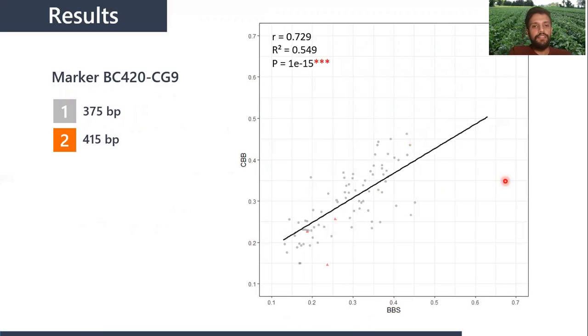And here is the same correlation plot, but showing the differences between the different molecular marker groups. So for the marker BC420, only a few genotypes had the upper band, which is associated with lower disease response, and you can see them in the graph here. They had lower ratings, and the differences between groups were statistically significant.